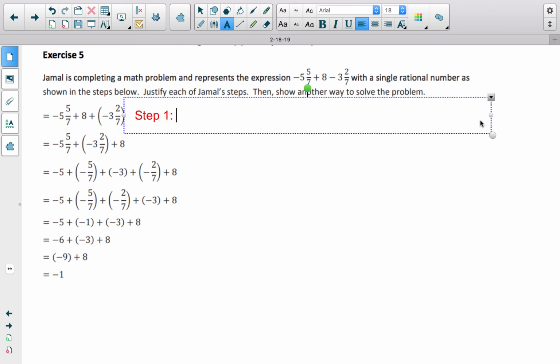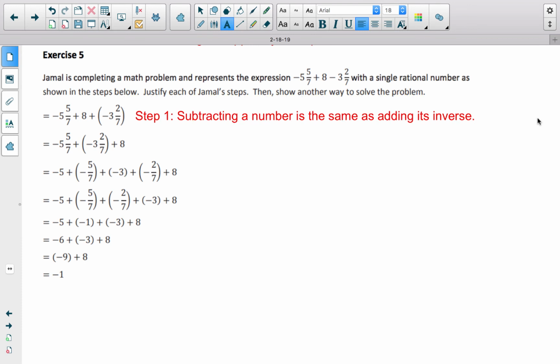What he did here is he realized subtracting a number is the same as adding its inverse. All right, that's what he did. In this problem, he switched the subtraction to adding a negative. You need to go through each step and explain what Jamal here did. Okay, all the way through.